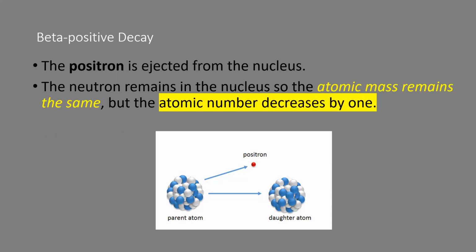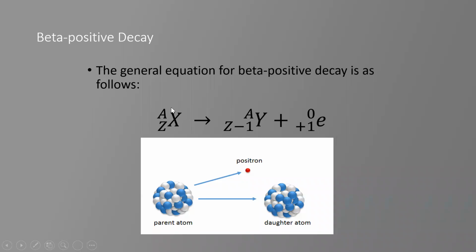So our parent changes. We'll look at sodium and calcium real quick. A general equation is going to be your parent mass and parent atomic number giving you your daughter with the same mass but 1 less proton, or 1 less atomic number. In addition to that, it's going to yeet a positive particle with no mass called a positron.